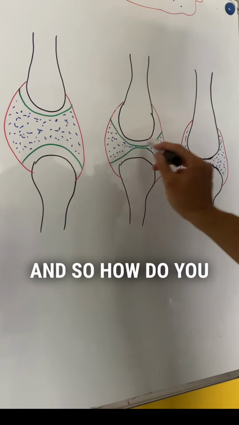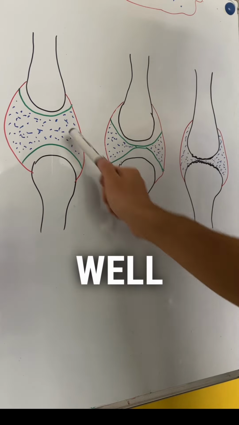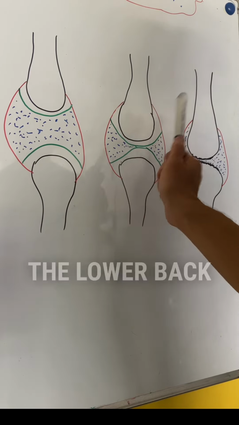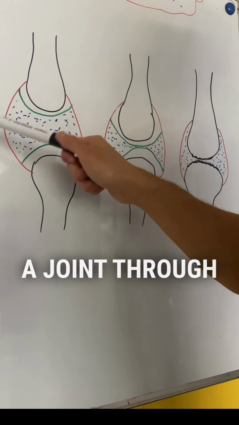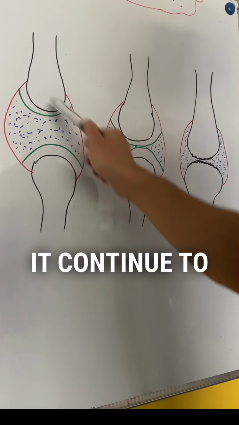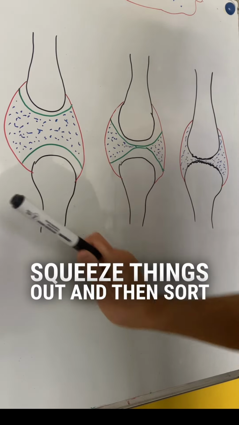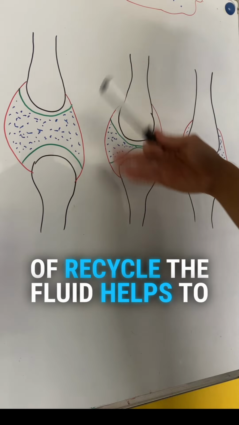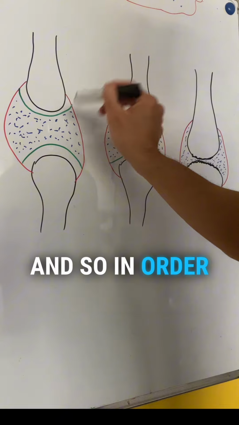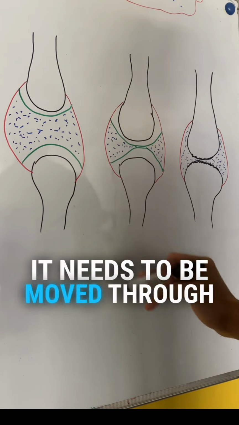And so how do you prevent a joint from going from here to here? Well, it's maintaining this fluid, right? So if I go back to the explanation that I said about the lower back, if you don't move a joint through its full range of motion, you don't load it in that way, then why would it continue to maintain? So being able to squeeze things out and then sort of recycle the fluid helps to bring in new nutrients for the joint. And so in order to maintain balance through the joint, it needs to be moved through a full range of motion.